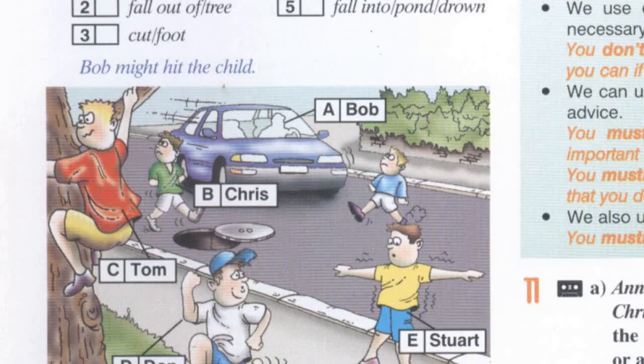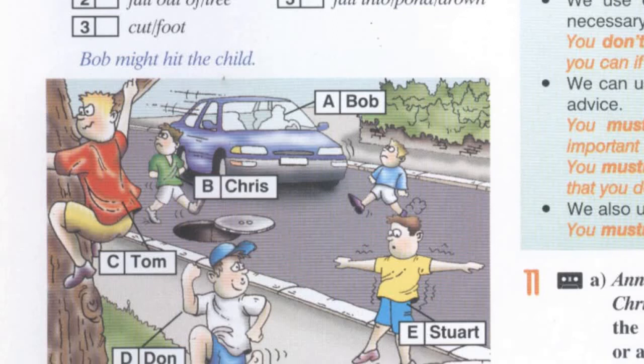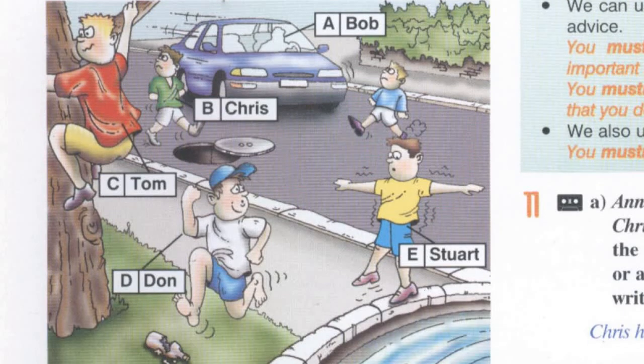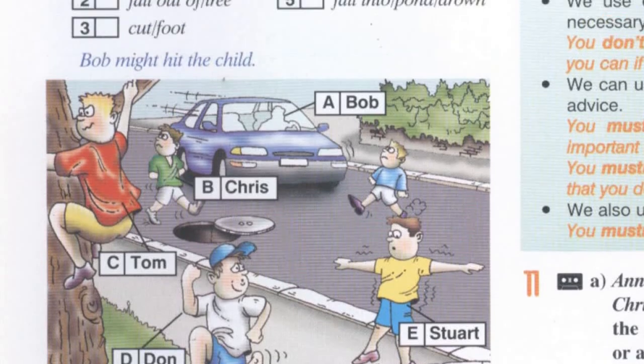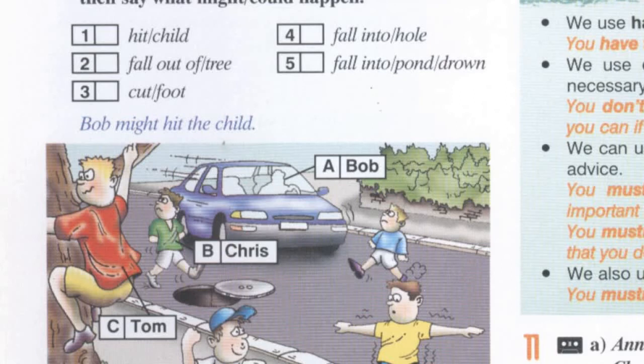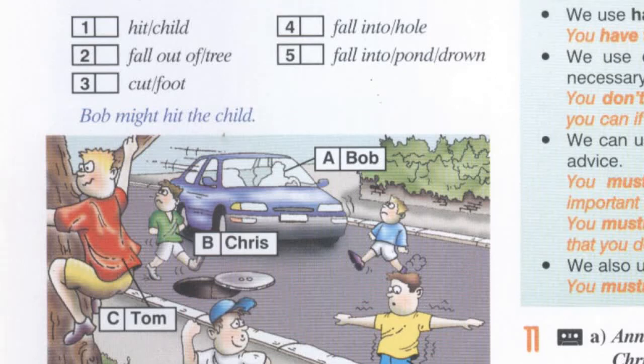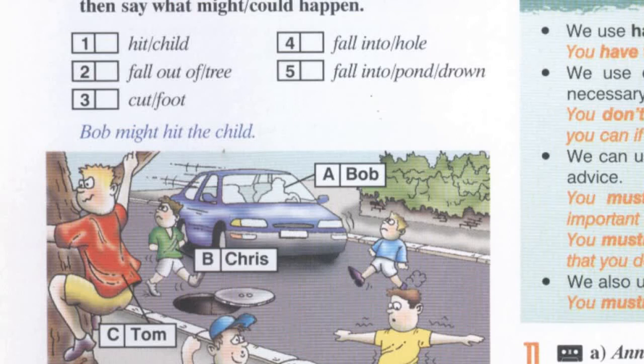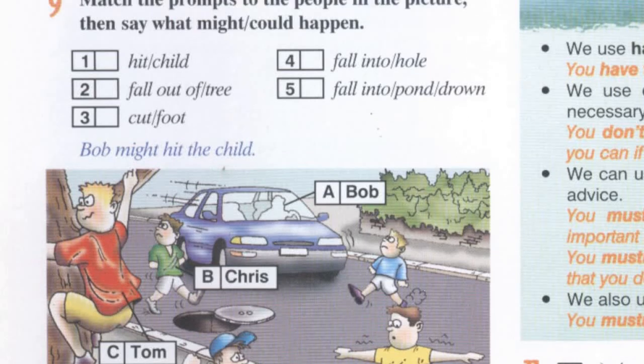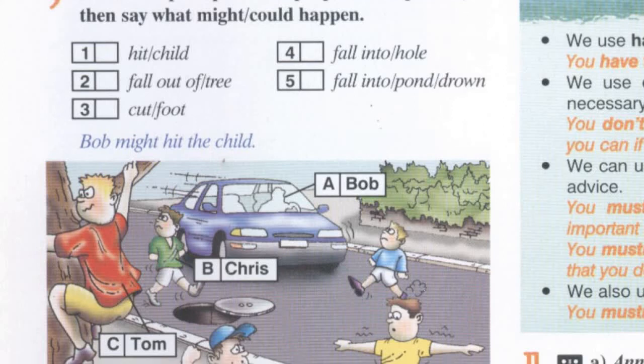Number 3 is cut foot. Look at the picture. Picture number D. Dan. Okay, so the sentence is Dan could or might cut his foot. So you can say Dan might cut his foot. You can say Dan could cut his foot. Both are possible because here is possibility. We don't need to be fussy about choosing one. How about number 4? Fall into hole.